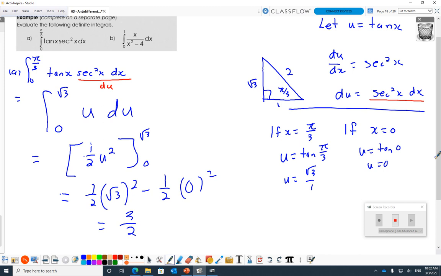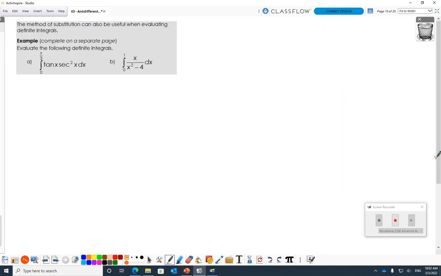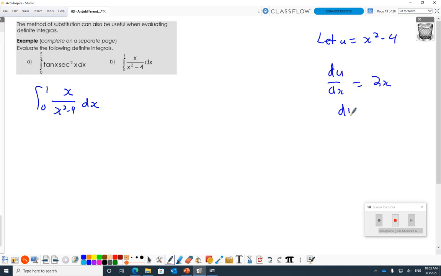Okay? Because I think it's an easier one compared to the ones we've been doing. The integral from 0 to 1 of x over x squared minus 4. Let u equal x squared minus 4. du by dx is 2x. du equals 2x dx. Pretty traditional steps there. What I really want is x dx. So I solve for that. 1/2 du equals x dx.